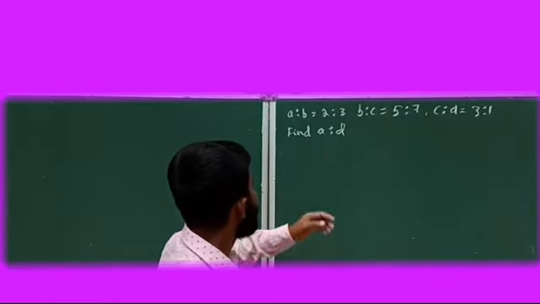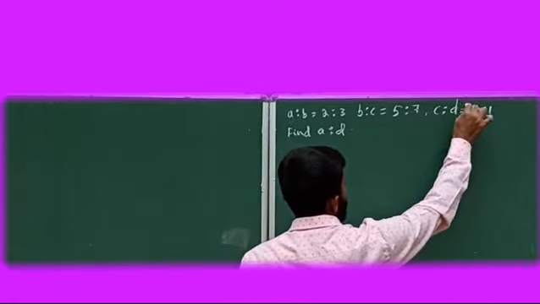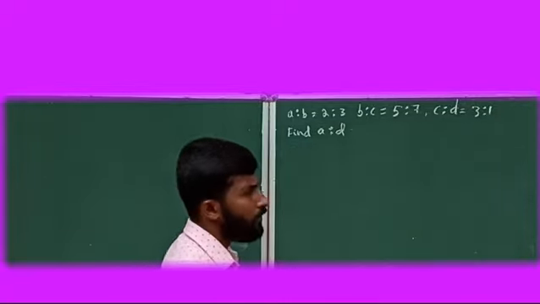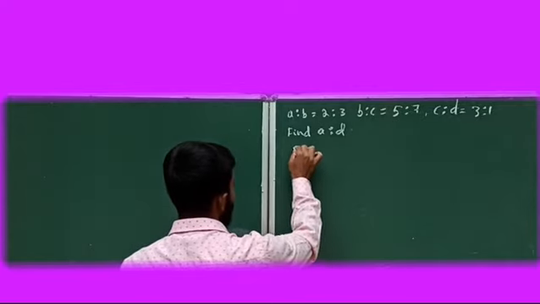See the next question. A ratio B is equal to 2:3. B ratio C is equal to 5:7. C ratio D is equal to 3:1. Question is find A ratio D. To solve this problem, see, A ratio D means A by D.